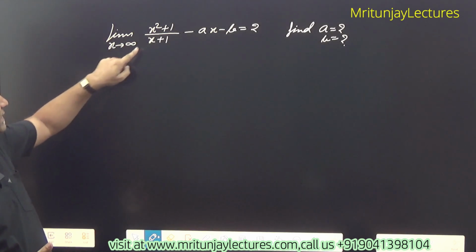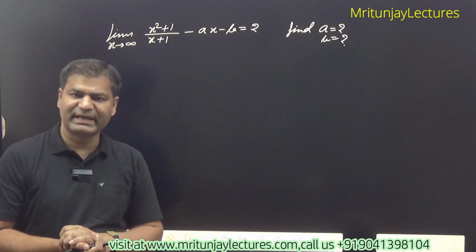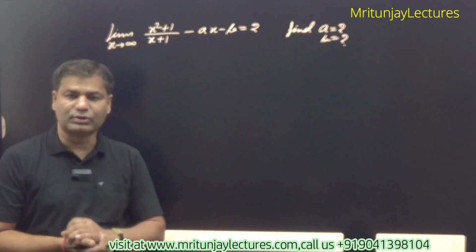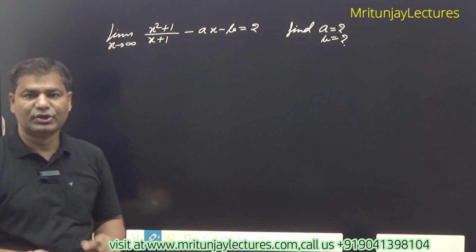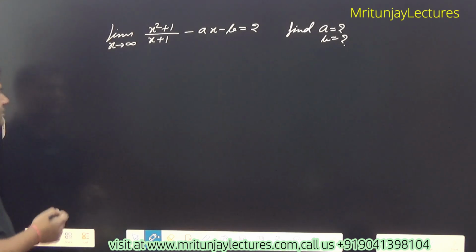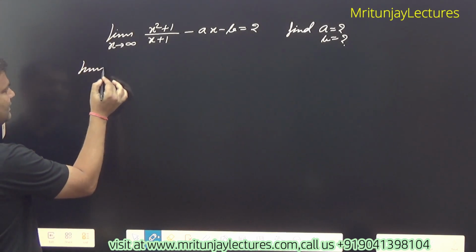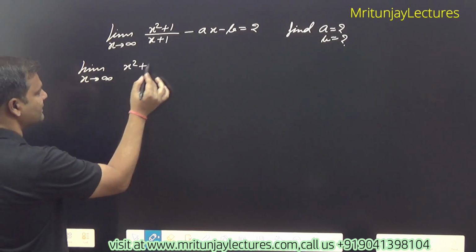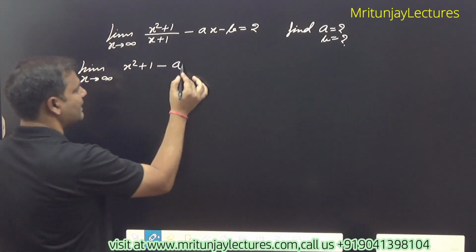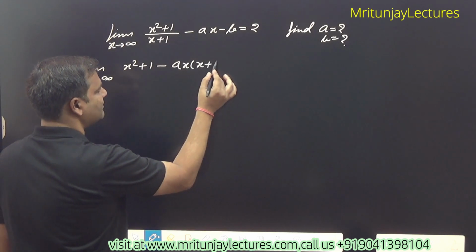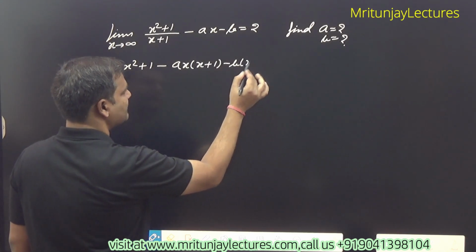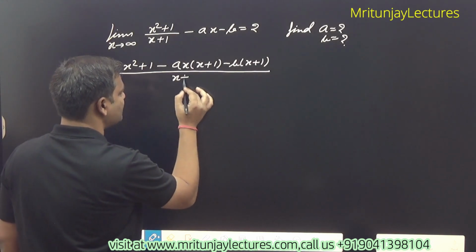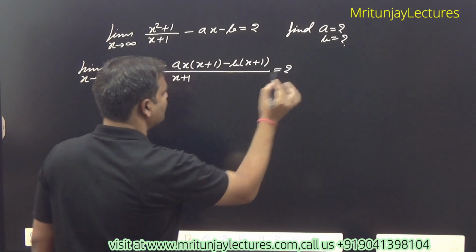limit x tends to infinity, (x square plus 1) divided by (x plus 1) minus ax minus b is equal to 2. Our motto is to determine a and b. So how can it be determined? First of all, if you see very carefully, limit x tends to infinity, take the LCM first of all: (x square plus 1) minus (ax plus b)(x plus 1), divided by x plus 1, this will be equal to 2.